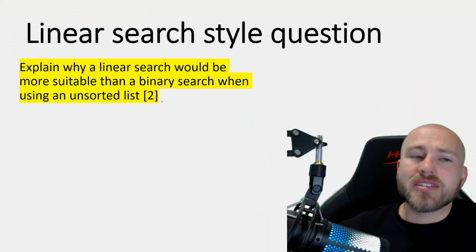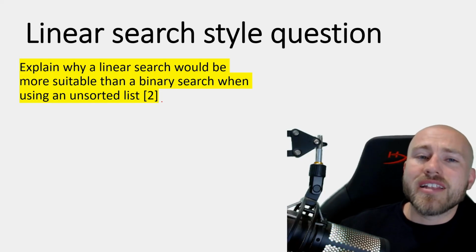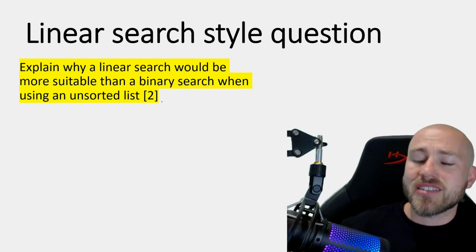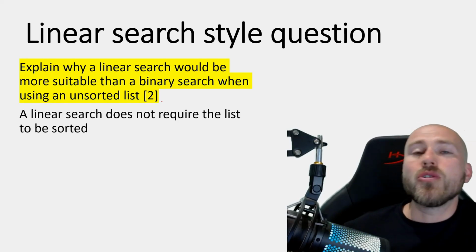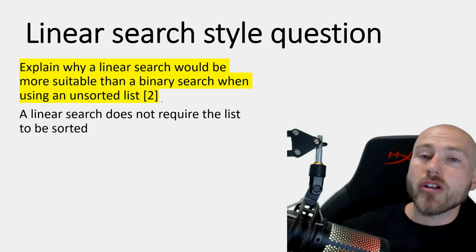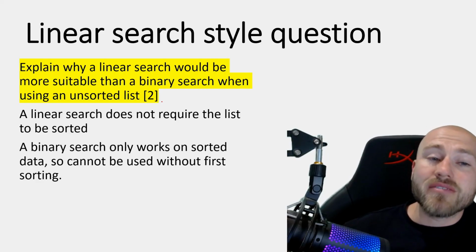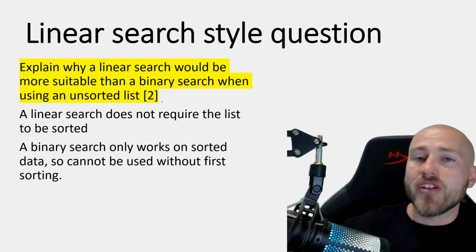So let's look at a practice question together. Explain why a linear search would be more suitable than a binary search when using an unsorted list. So it's only a 2-mark answer, and what you could write is a linear search does not require the list to be sorted. A binary search only works on sorted data, so cannot be used without first sorting.